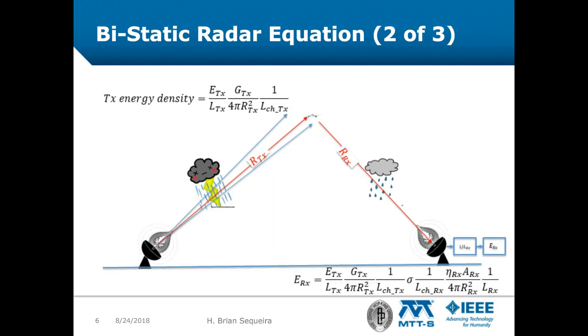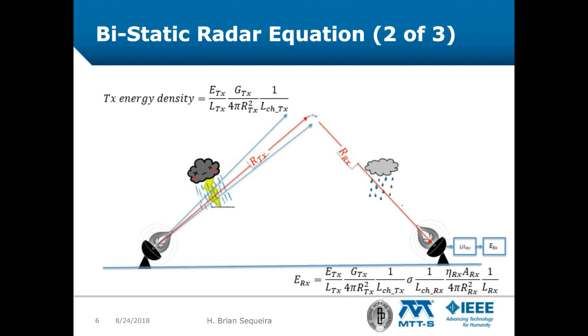It is evident from this next graphic that the target intercepts but a small fraction of the transmitter's energy, and only a small fraction of the intercepted energy is directed towards the receiver's antenna. We represent this effect by a bistatic scattering cross-section, sigma, in square meters. Thus, the energy scattered in the direction of the receiver is the transmitted energy density multiplied by sigma.